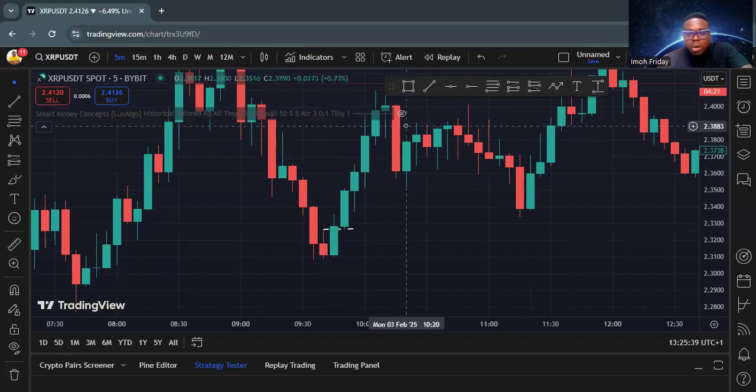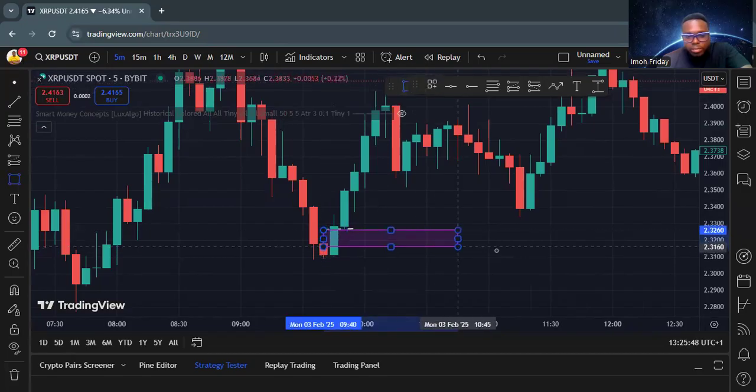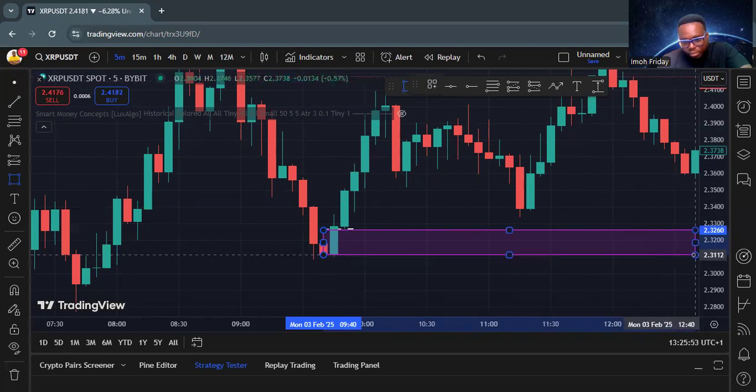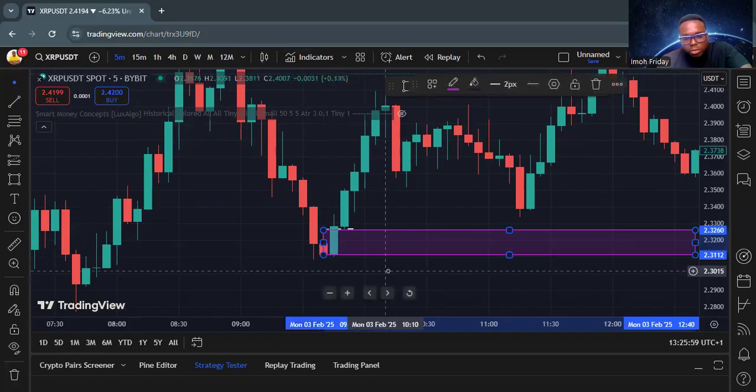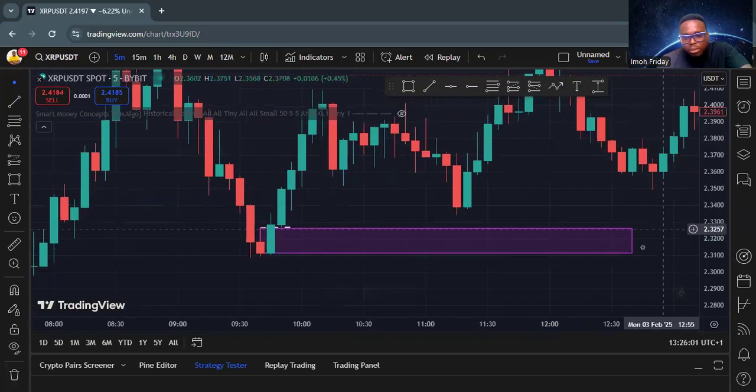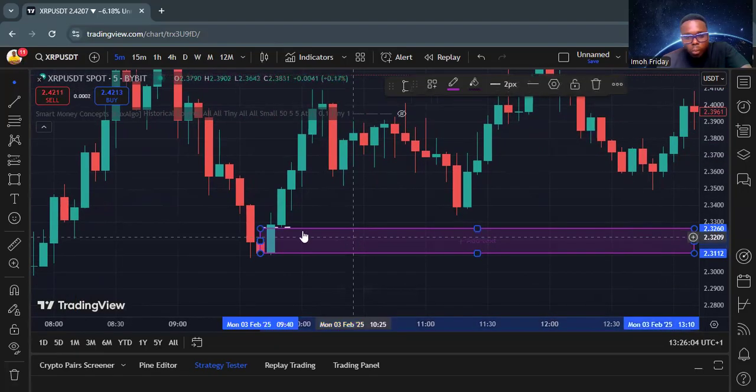So you will now pick your rectangle tool. I think I've done a video on that. You pick your rectangle tool and come over that point. Most people will mark only the body and not the wick, so it depends on what you want to do. I mark the entire candle. So this is my order block.